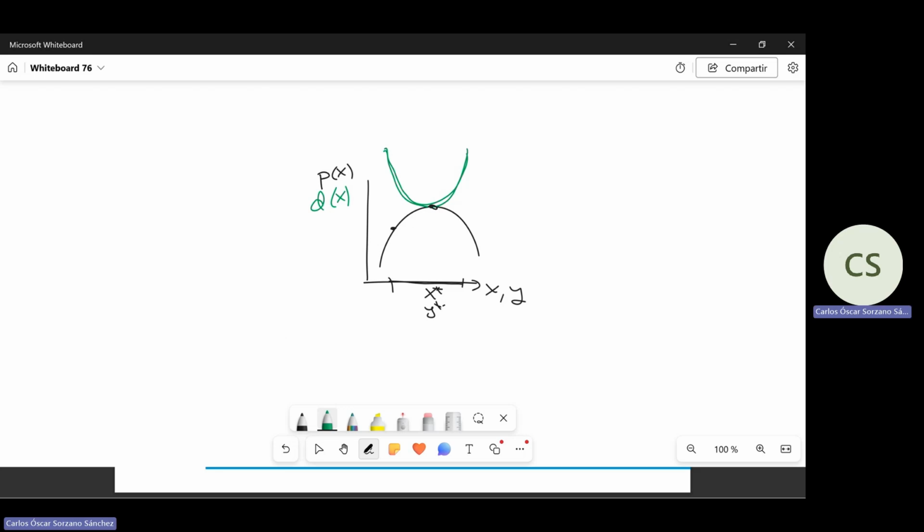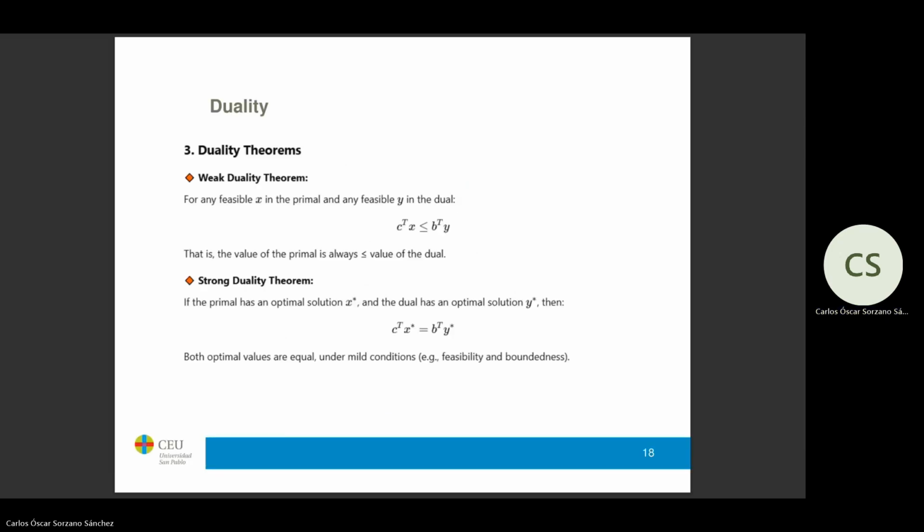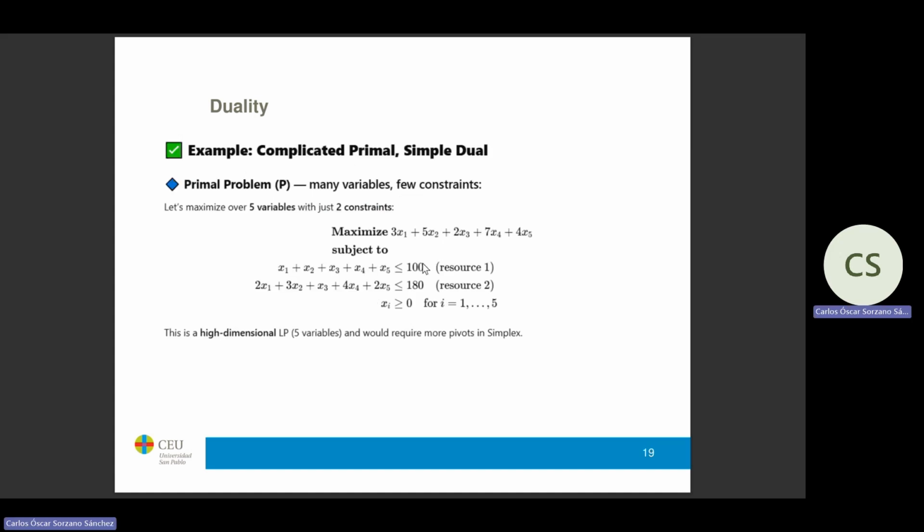So this is what this weak duality theorem is saying. Okay, very good. Then let's see why dual problems are useful.